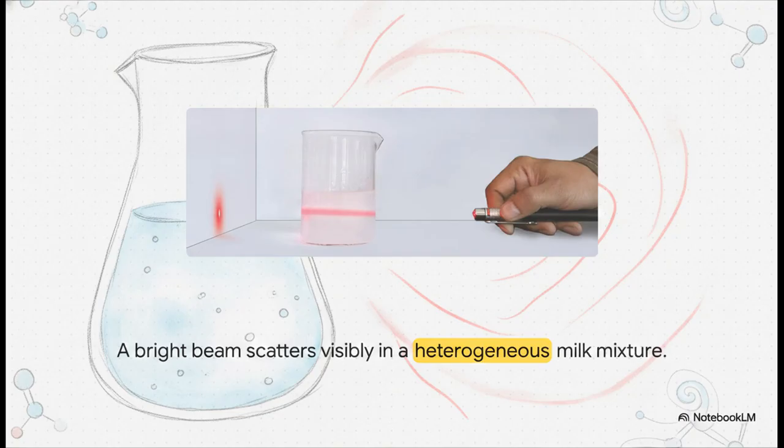But check out the contrast here. If you mix just a few drops of milk into that water, you've suddenly got a heterogeneous mixture. Those tiny suspended milk particles don't dissolve uniformly. Instead, they float around and actually physically scatter the light. And boom, the laser beam lights right up, becoming brightly visible as it passes through. It's a brilliant way to actually see the difference.